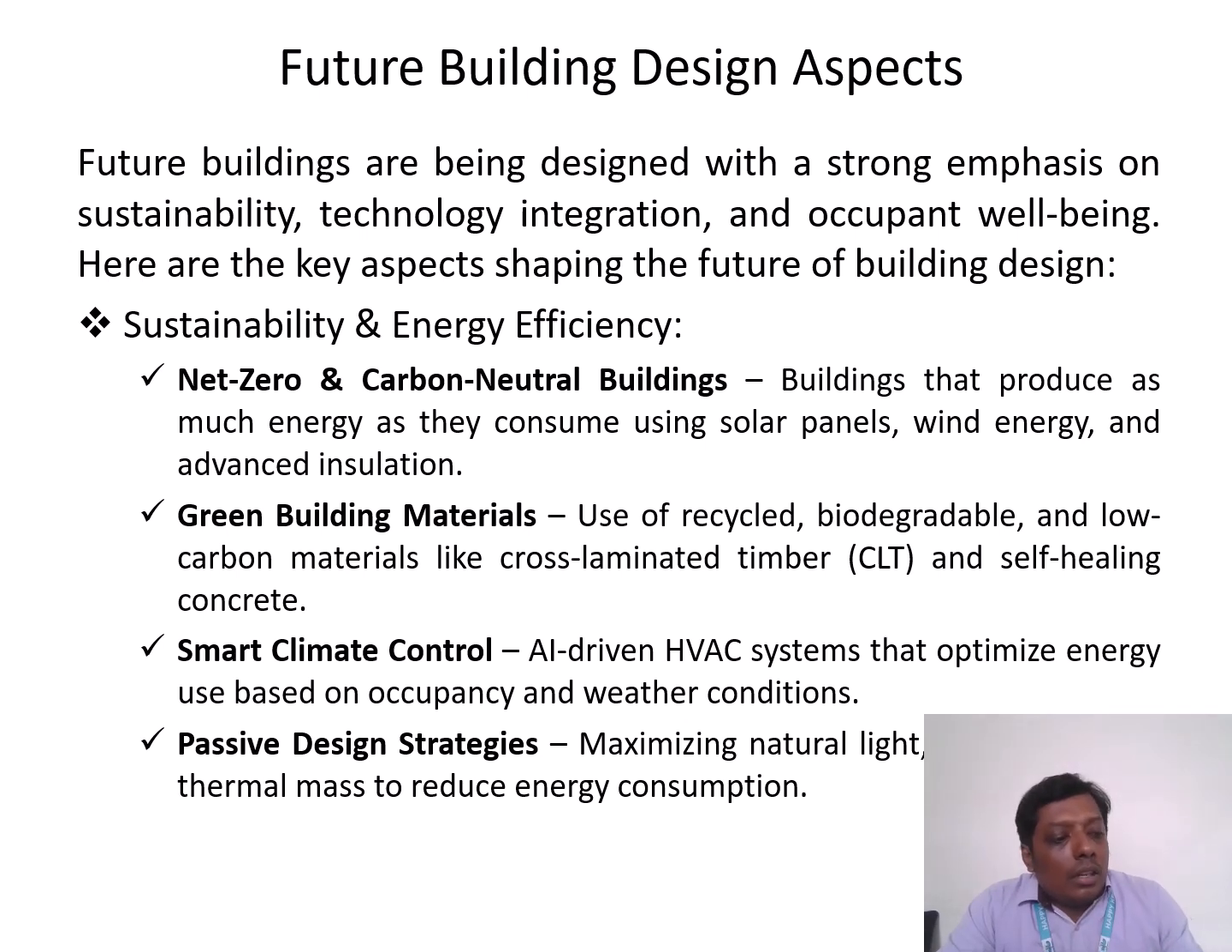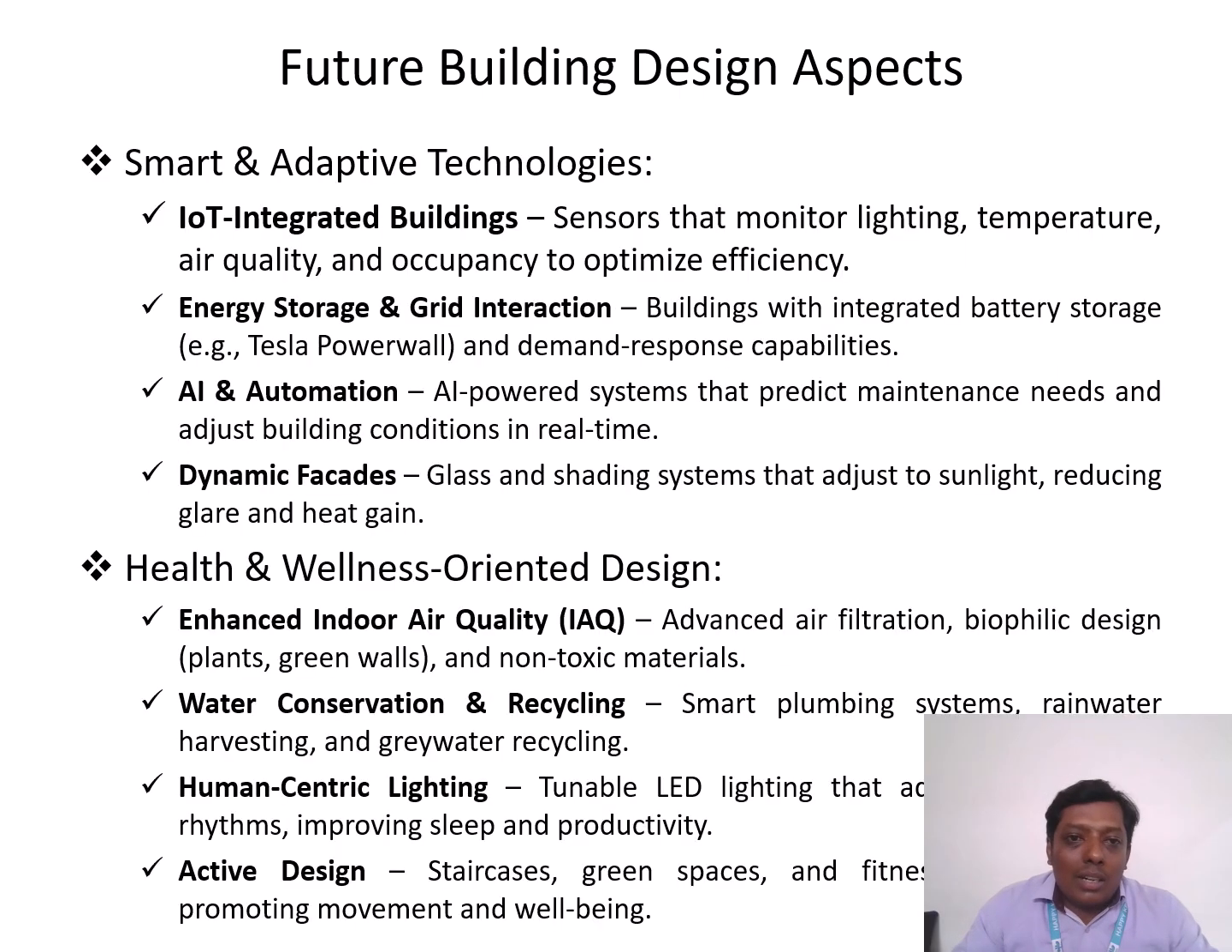Green building materials, use of recycled materials, biodegradable materials, and low carbon materials. Then smart climate control. Smart climate control, AI-driven HVAC systems that optimize energy use based on occupancy and weather conditions. Then passive design strategies. Maximally, we are using natural light to reduce energy consumption. The smart and adaptive technologies: IoT integrated buildings, energy storage and grid interaction, AI and automation, dynamic forecasts.